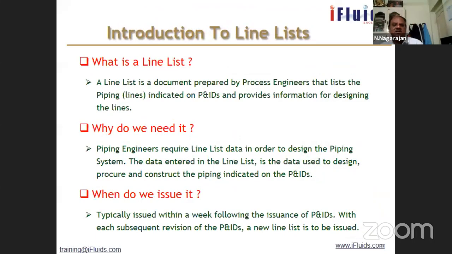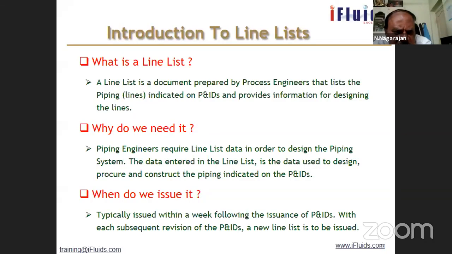The line list is nothing but a document prepared by process engineers. It will list all the piping involved in the plant as indicated in the P&IDs. In the P&ID, you have seen every line is numbered with a lot of attributes. The line number tells you the size of the line, the material used for that pipe, the pressure rating for that pipe, and whether it is insulated or not. All those details will come. Operating pressure, temperature, design pressure, temperature, and test conditions, all those things will come. So in the line list, we fill in all this information.